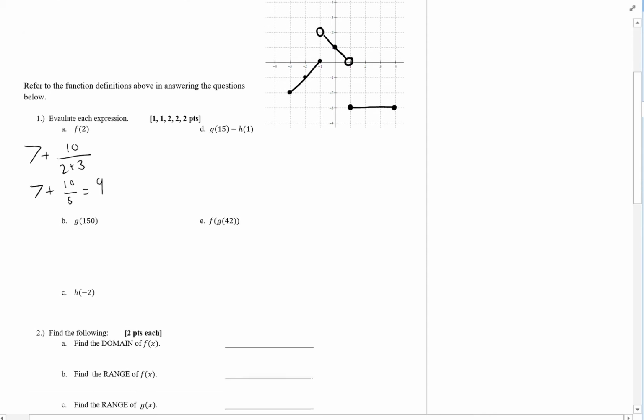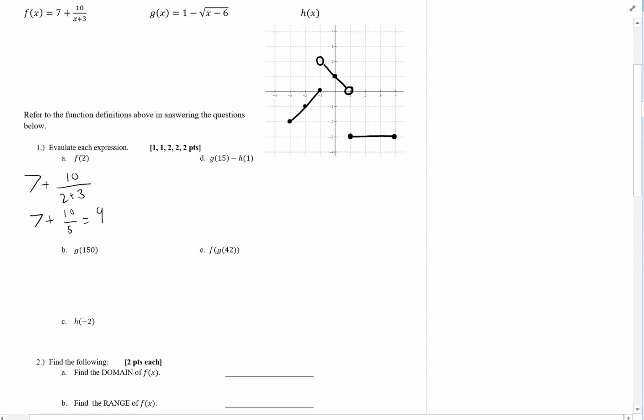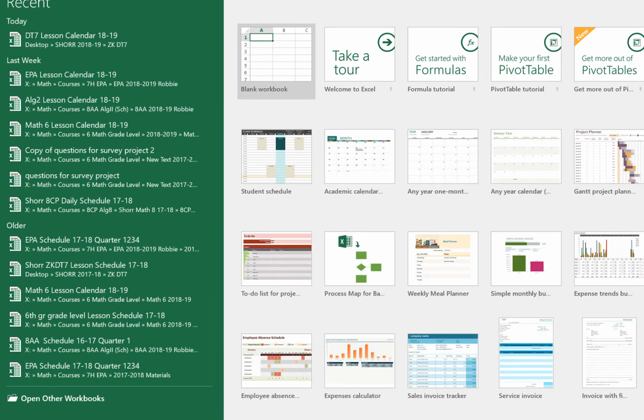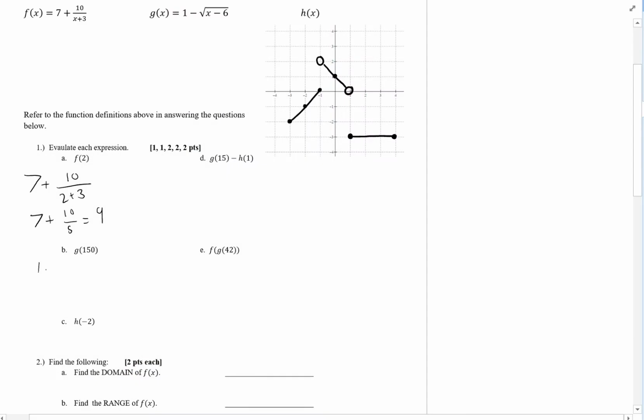Similarly, with g of 150, that's 1 minus the root of 150 minus 6. Obviously, I picked this so it would be a perfect square. 1 minus root 144, which is 1 minus 12, which is negative 11. All right.